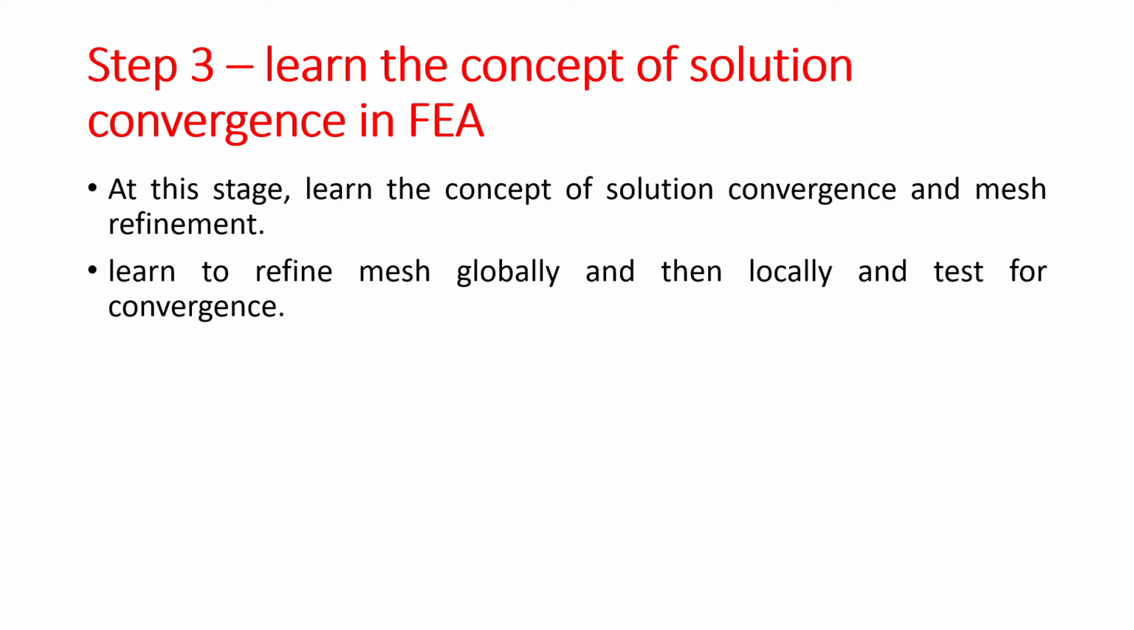For example, let us say the stress is coming 200 MPa, then you get 200, then when you refine the mesh you get 201, 200.1, then 200.2, then 200.2, 200.2. So when it does not change that much, at that time you can say the solution is converged.